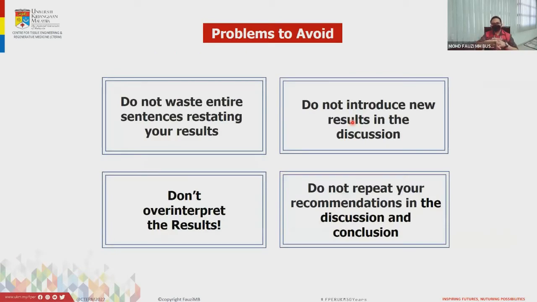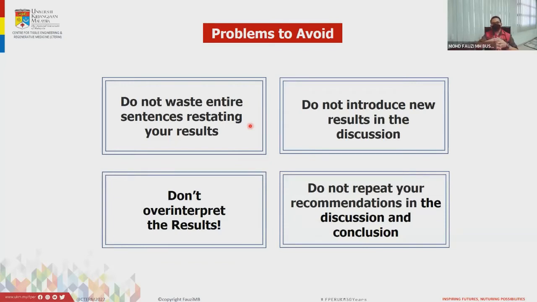Problems to avoid for the discussion section: do not waste entire sentences restating your result. So do not repeat. Sometimes I see authors write something in the introduction and then repeat it in the discussion. Sometimes whatever is written in the result section is already repeated in the discussion section. Actually, no need. You should go deeper. For example, like I previously mentioned, I categorize the result section. So why do the findings become like this? Why do other people show it like this? So you need to discuss further, and then you need to find supporting data, supporting articles to support your findings.